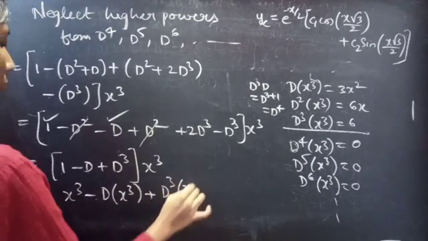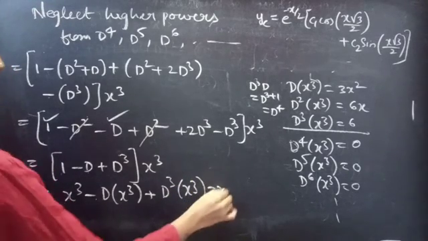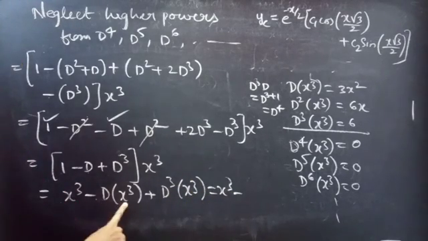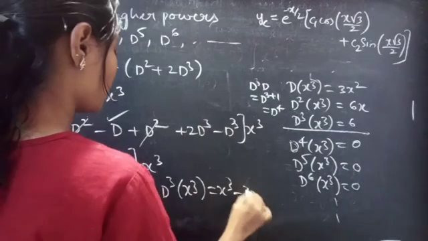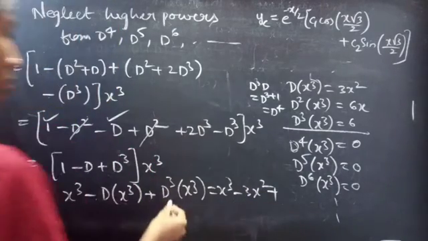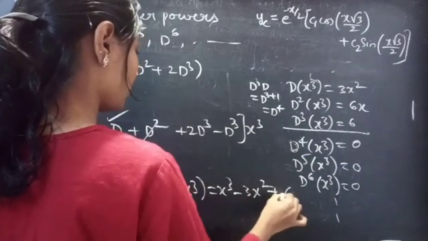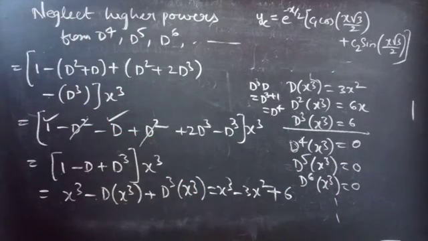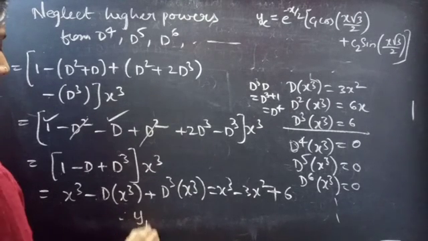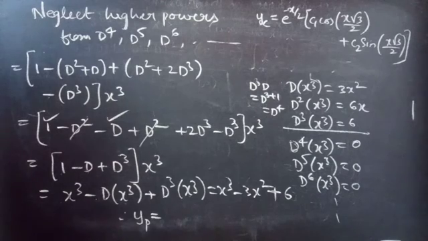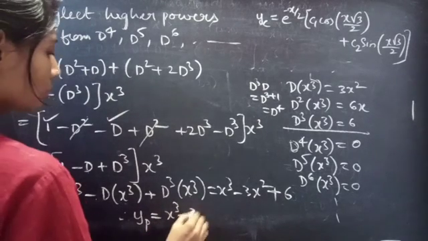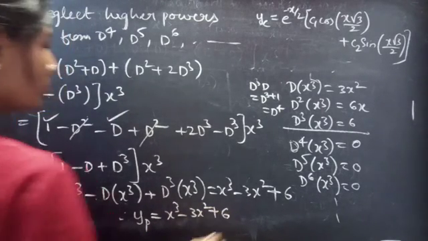This equals 1 into x³ minus derivative of x³ plus D³ of x³, which equals x³ minus derivative of x³, which is 3x², plus D³ of x³, which is 6. Therefore, yp = x³ − 3x² + 6.